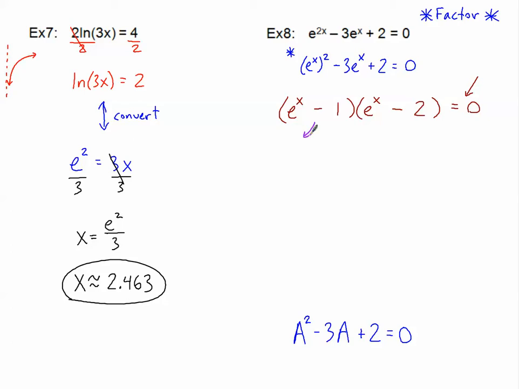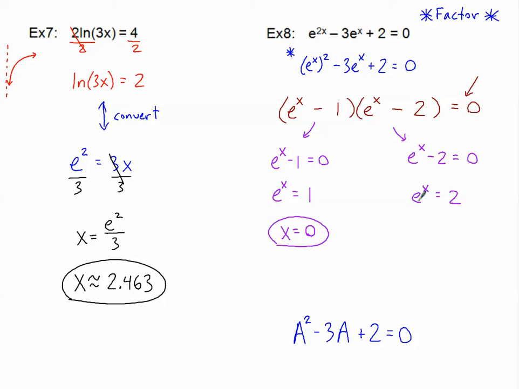So now I have this factor where e to the x minus 1 is equal to 0, and I have this factor where e to the x minus 2 is equal to 0. Solving each of these, I have e to the x is equal to positive 1, or e to the x is equal to positive 2. Well, this one hopefully is not too difficult to solve. Hopefully you know that x has to be 0. You could use your calculator if you need to check that, but anything to the 0 is equal to 1. So that's one of our answers.